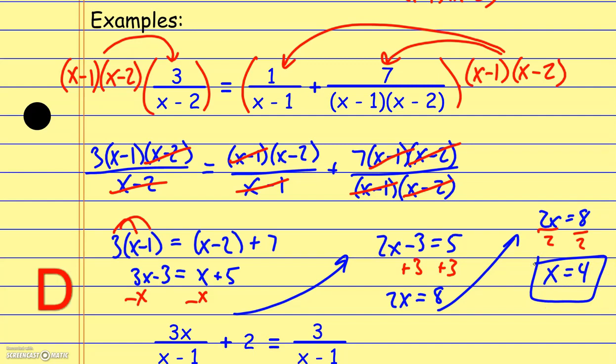And the last thing we need to do is check to make sure this isn't one of our domain restrictions. So as you look through at these denominators, here I'd have a domain restriction that x can't equal 2. Here x can't equal 1. And here x can't equal 1 or 2. 4 is not one of those, so 4 is an okay solution. So x equals 4 is my solution for this one. So make sure you check for extraneous solutions.